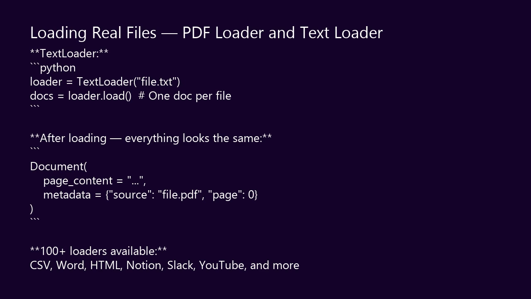The text loader handles plain text files. Simple but effective. One file, one document. The beauty of LangChain's design is that after loading, every document looks the same regardless of the original format. PDF, text, web page, they all become document objects with content and metadata. Your entire downstream pipeline stays identical. This is the universal interface pattern. Once loaded, everything looks the same regardless of the original format.